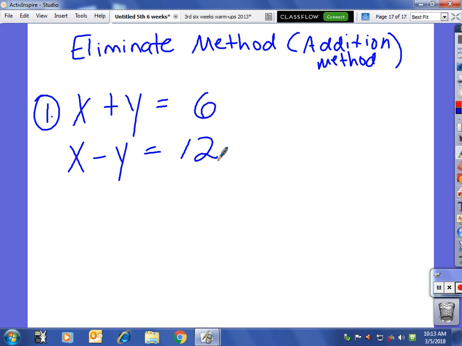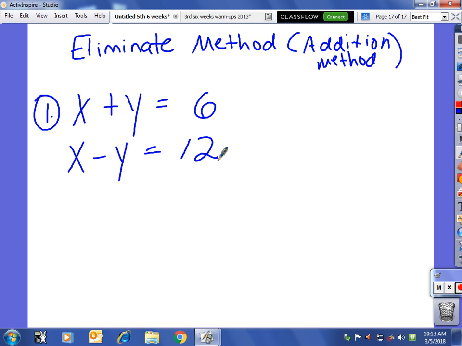Are these the same line? No, I can tell they're not the same line. They're both in the same form and they don't look alike. So, are they parallel? I don't think so. I can't really tell because they're not in slope-intercept form, but I'm just going to tell you they're not parallel.